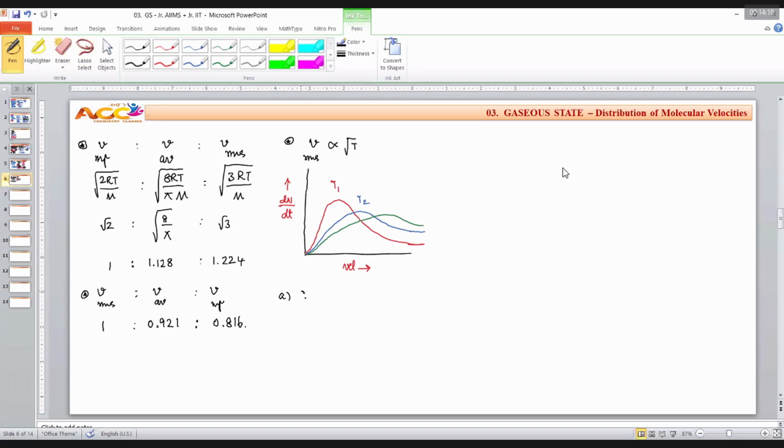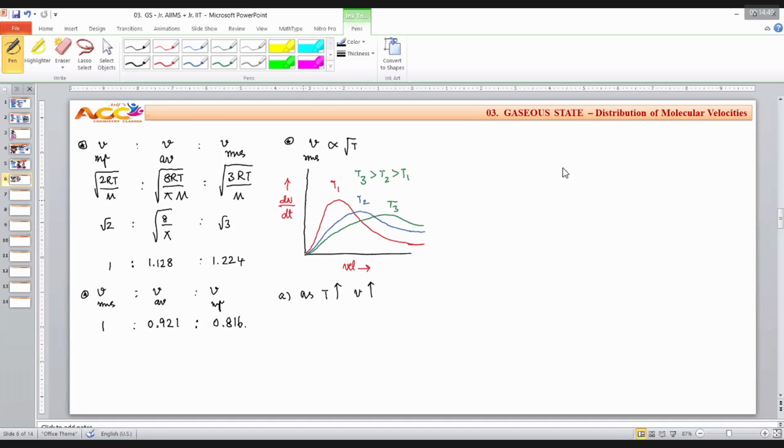As the temperature increases, every velocity is increasing, right? Velocities are shifting, right? Remember, the graph is shifting towards the right-hand side. T1, T2, T3. T3 is more than T2, more than T1. As the temperature increases, velocity increases, right? But what you are observing is that the fraction of molecules is decreasing.